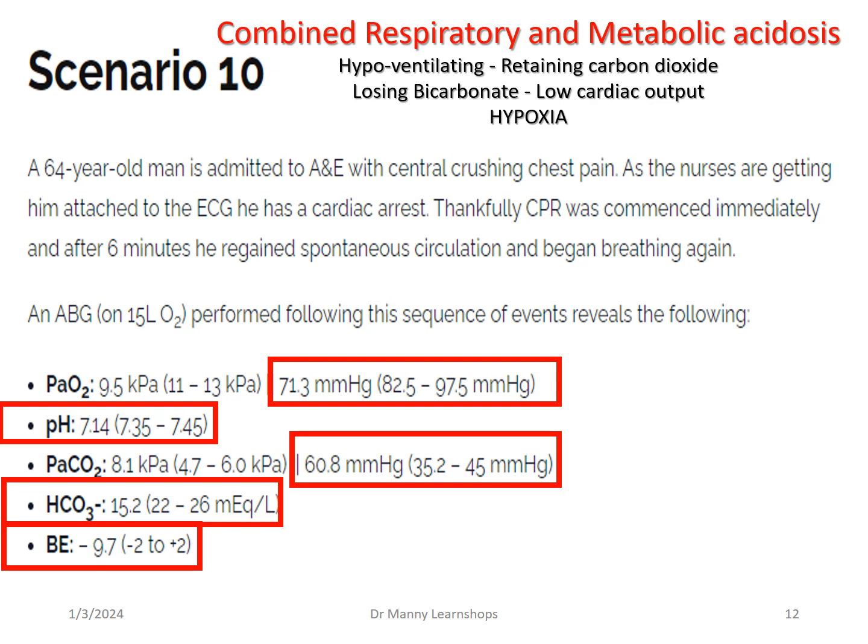Well, the interpretation is that you have a combined respiratory and metabolic acidosis. The patient wasn't breathing, and the patient had no cardiac output for quite some time while they were resuscitating him. So therefore, what it indicates is that they're retaining carbon dioxide because they weren't breathing, apneic, and then hypoventilating, and they're losing bicarbonate because of low cardiac output, anaerobic metabolism, which creates a metabolic acidosis, and the patient is hypoxic.